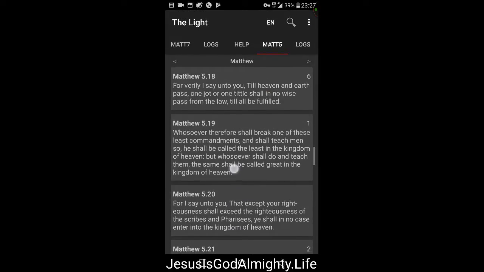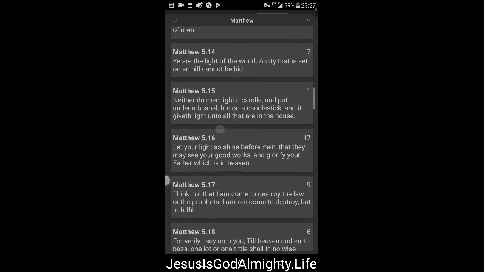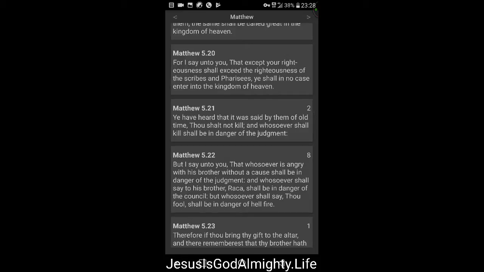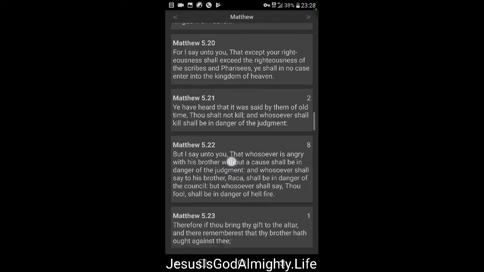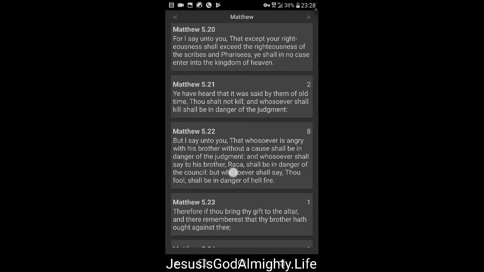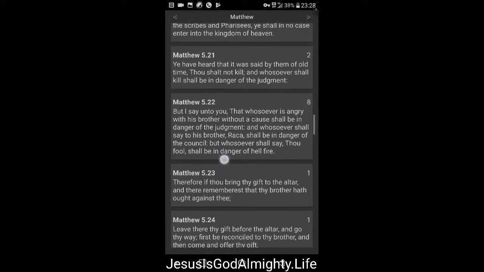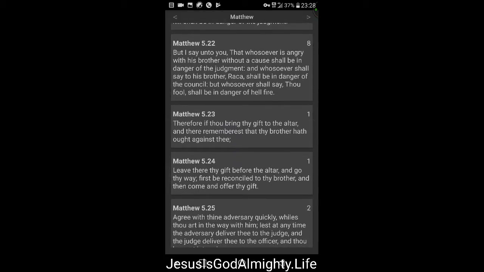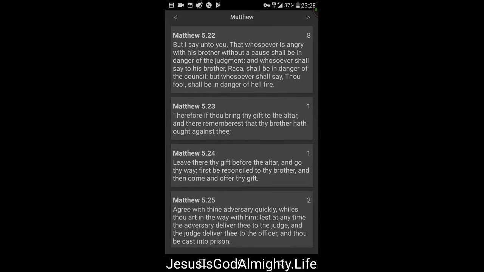Of course, Jesus has been talking about things before this, I think, in regards of how to do the things and all that. For I say unto you that except your righteousness shall exceed the righteousness of the scribes and Pharisees, ye shall in no case enter into the kingdom of heaven. Ye have heard that it was said by them of old time, thou shalt not kill, and whosoever shall kill shall be in danger of the judgment. But I say unto you that whosoever is angry with his brother without a cause shall be in danger of the judgment. And whosoever shall say to his brother, Raka, and again, I think it's like a demeaning word of some kind, shall be in danger of the council. But whosoever shall say, thou fool, shall be in danger of hellfire.